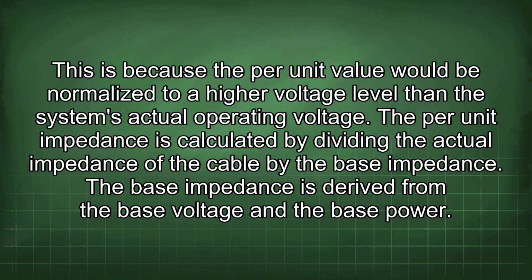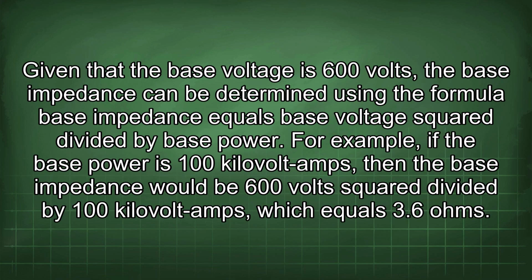The per unit impedance is calculated by dividing the actual impedance of the cable by the base impedance. The base impedance is derived from the base voltage and the base power. Given that the base voltage is 600 volts, the base impedance can be determined using the formula base impedance equals base voltage squared divided by base power. For example, if the base power is 100 kVA, then the base impedance would be 600 volts squared divided by 100 kVA, which equals 3.6 ohms.